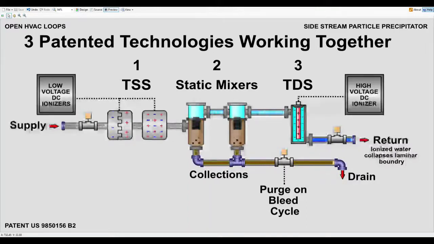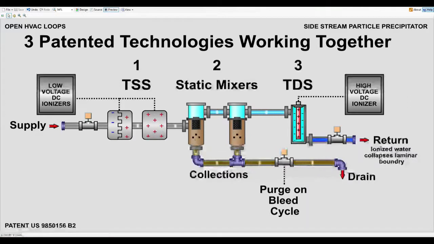This process is accomplished in 3 steps. First step, ELECTROCELL addresses and eliminates 98 to 99% of all suspended solids down to 1 micron. This is done with a series of low-voltage DC ionizers, which flocculate and coalesce suspended solids, turning small particles into larger particles. Second step, static mixers.